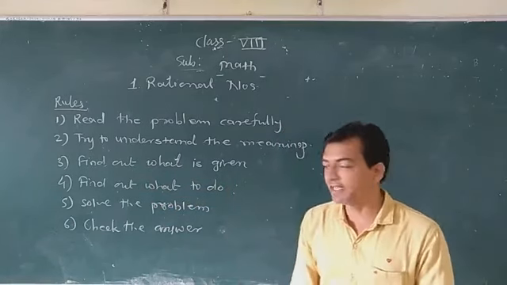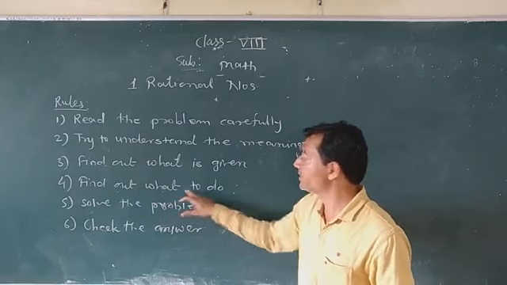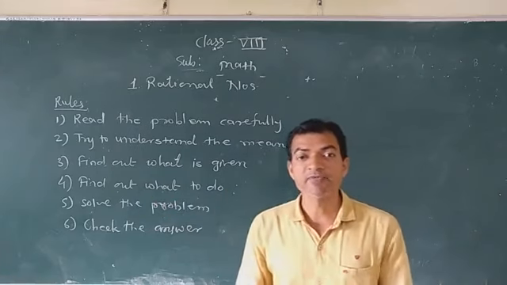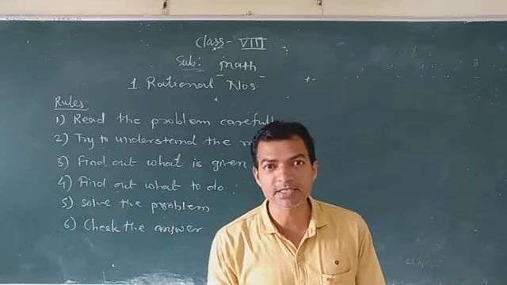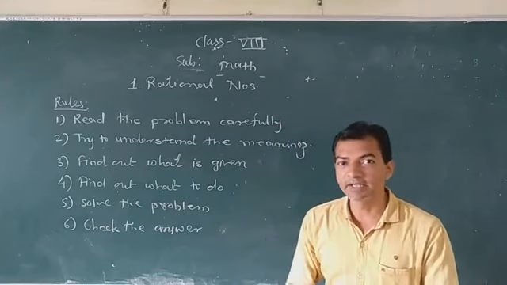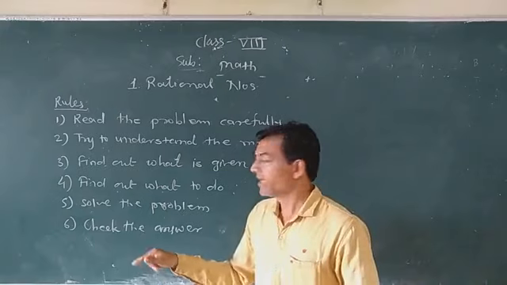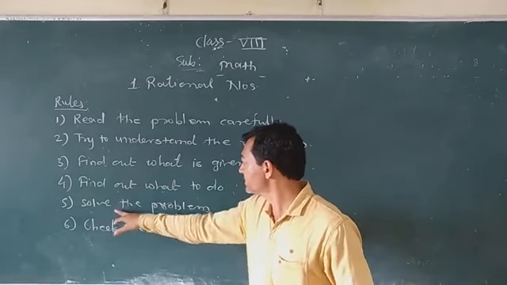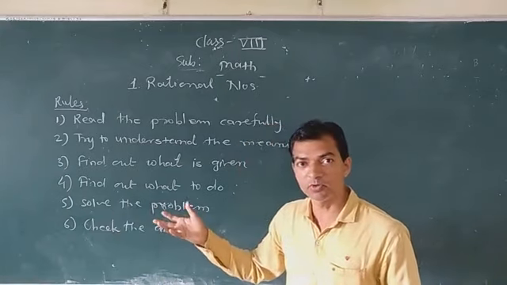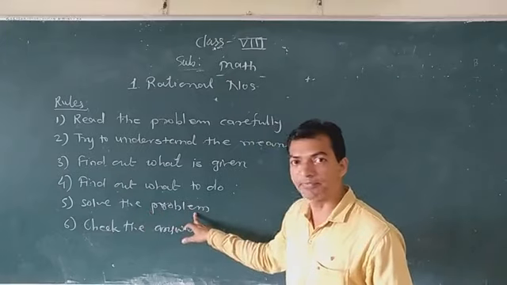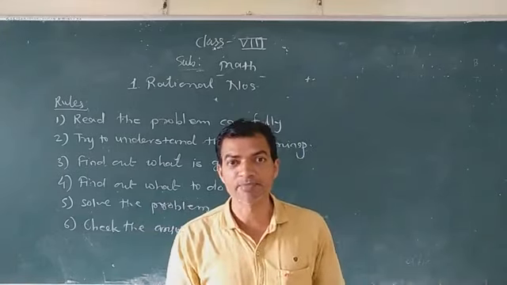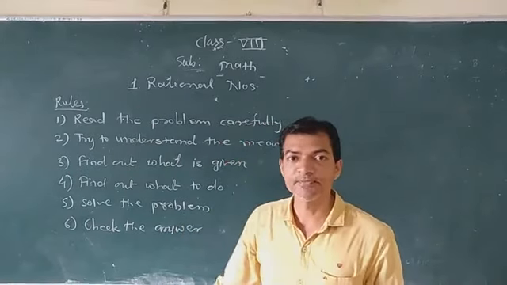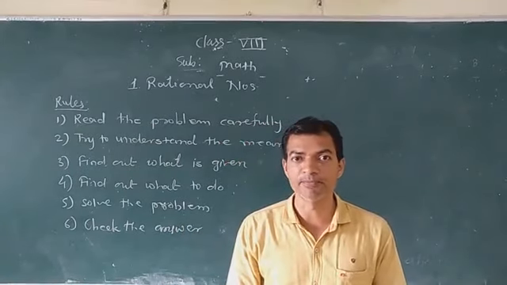Then after finding those things, find out what to do. Find out what to do means which operation you have to do there: addition, subtraction, multiplication, or division. That you have to find out. After getting that, solve the problem. And after solving the problem, check whether the answer is correct or not. If you follow these rules, then you can easily solve the word problem.